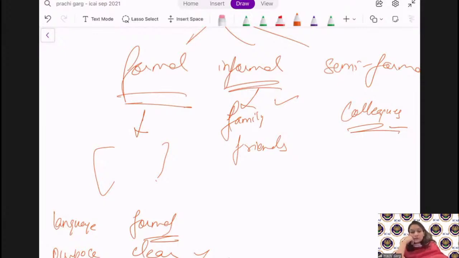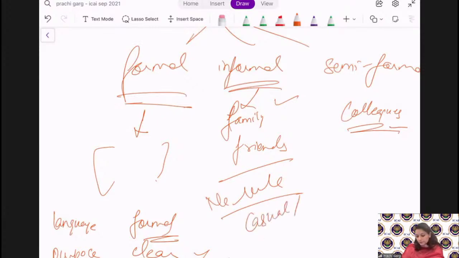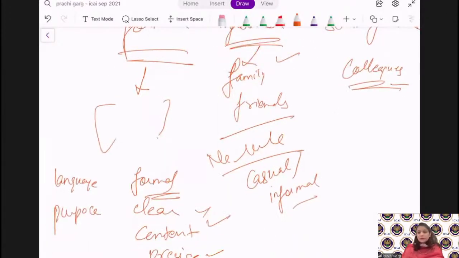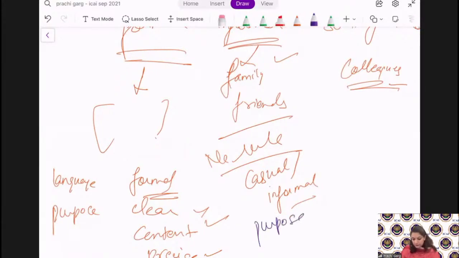Okay. In informal emails, there is no specific rule that you need to follow. Am I clear? You can use casual language. You can use informal language. You can use slang, abbreviations, whatever you want, but this is informal. You're writing to your family and your friends at the end of the day. So there is nothing that you need to follow. The only thing you should be clear about is the purpose of writing. That's all. Otherwise, there is no rule.